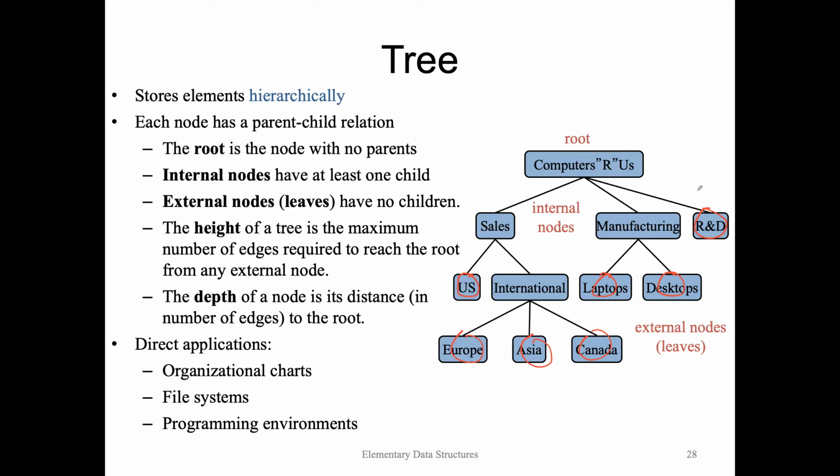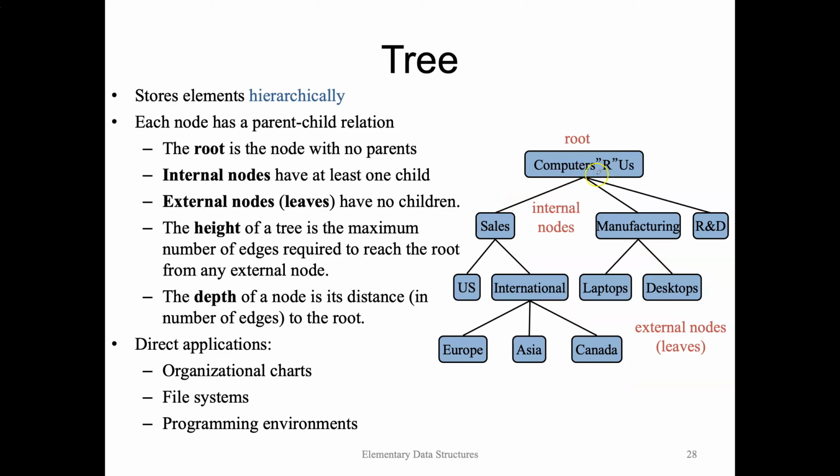Now, the depth of a node is defined as how many edges we have to go through in order to reach the root. So for example, the depth of sales is 1 because we go through this one edge to reach the root. Whereas the depth of Canada, for example, is 3 because we go through these 3 edges in order to reach the root, and the depth of desktops is 1.